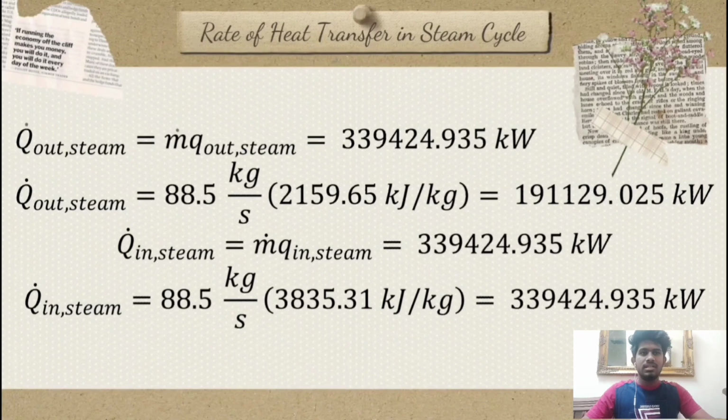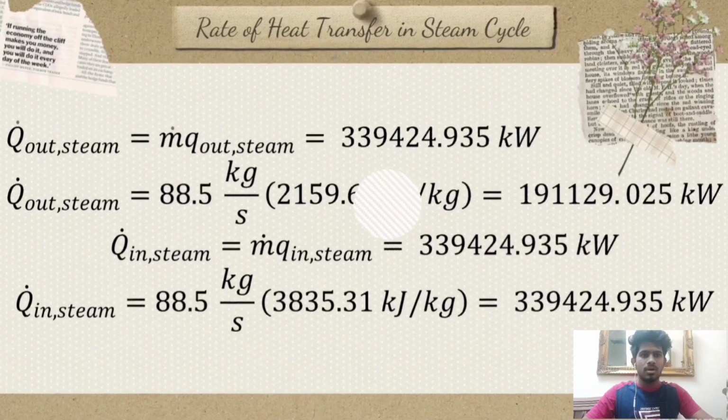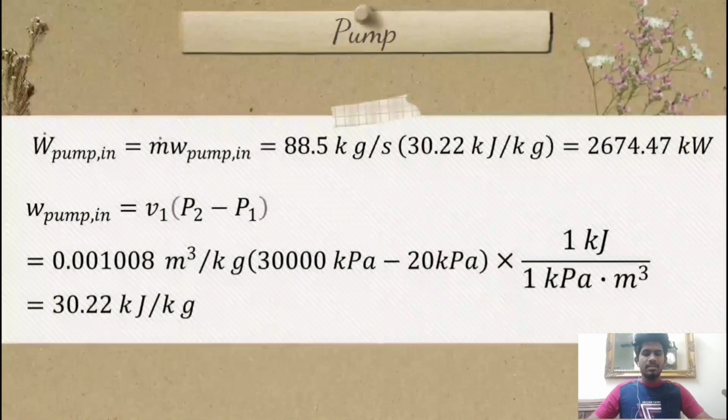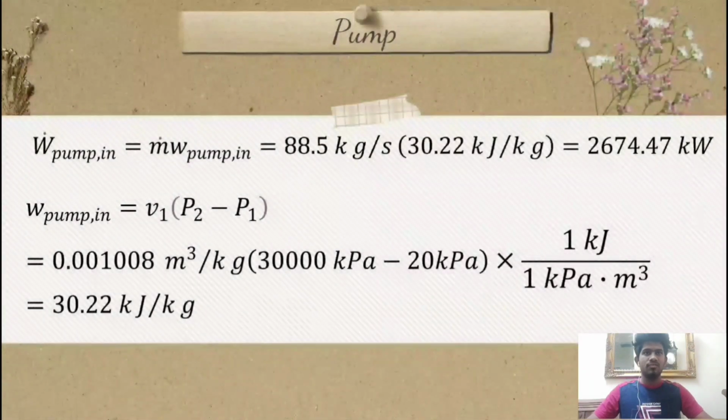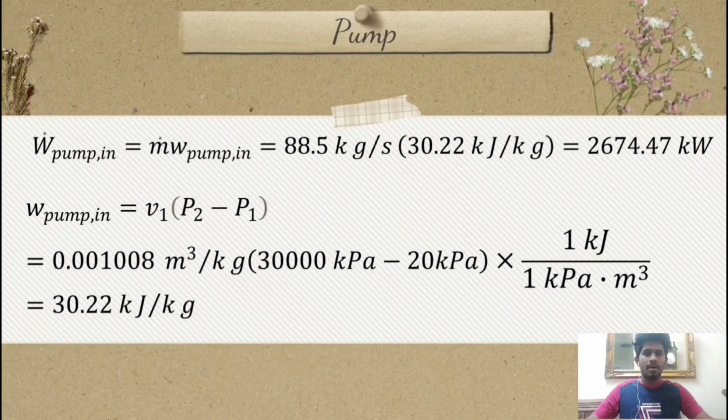The rate of heat transfer in the steam cycle can be computed by multiplying the mass flow rate of steam with the heat out of the steam. Thus, the rate of heat transfer of the steam cycle is 339 megawatt. Power in of the pump in the steam cycle is 2674 kilowatt, which can be calculated by multiplying the mass flow rate of the steam with the inlet work of the pump.